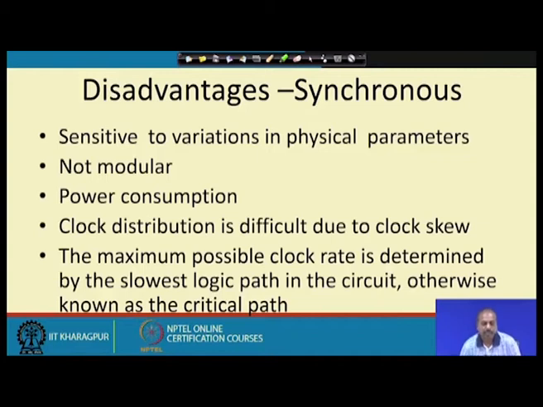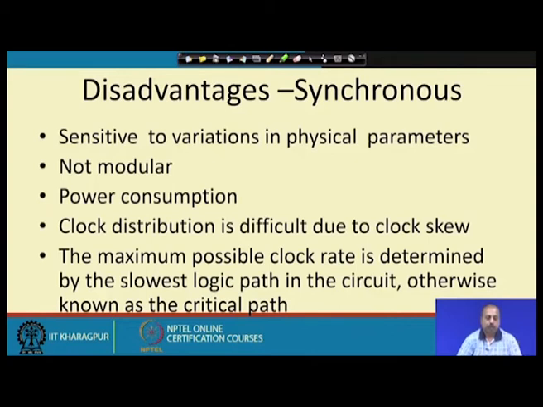What is the disadvantage? The disadvantages of synchronous circuits are like this. It is sensitive to variations in physical parameters, because if I have a big circuit, the various parts of it operate at different speeds, and with the change of temperature and power consumption, the delay values are also changing. So, that makes it difficult, and it becomes sensitive to variation in physical parameters. It is not modular. You cannot just add another module to this, because that will determine the clock speed also.